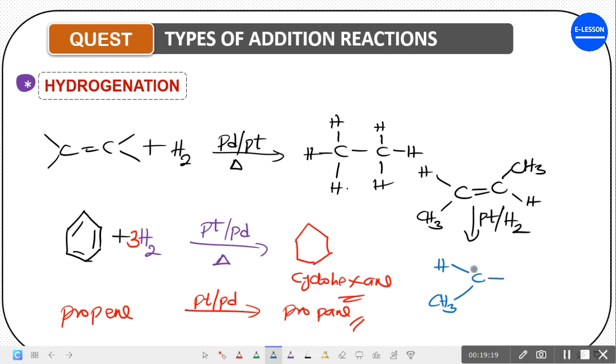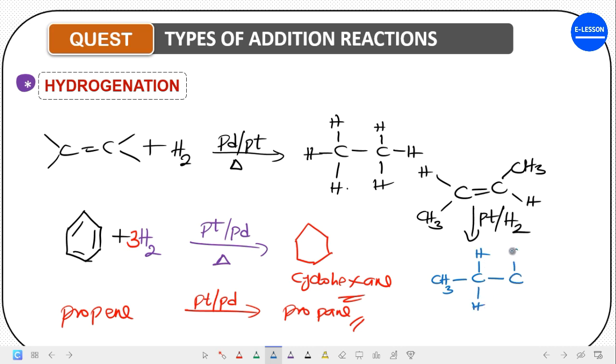This bond is going to break, of course. And then you are going to have one hydrogen attached here, right? So if I want to write it in a way that is more presentable, here becomes CH3, hydrogen, hydrogen, carbon, CH3, hydrogen, and hydrogen. And then this will be the product of the reaction. So you see how alkenes can be hydrogenated.